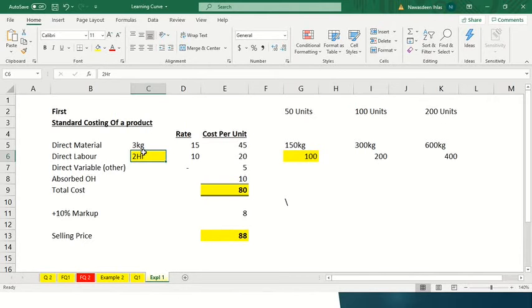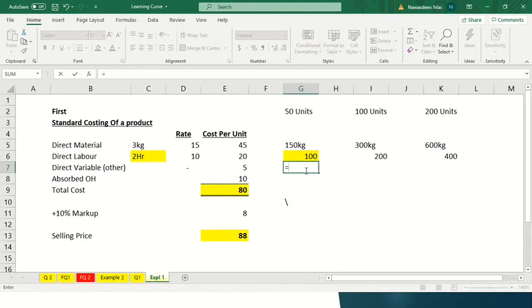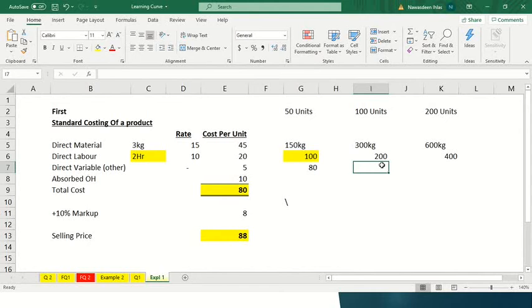Which means he learned about this particular process, which means he can reduce the time. So here let's say the learning rate is 80%. Just we are assuming, right?